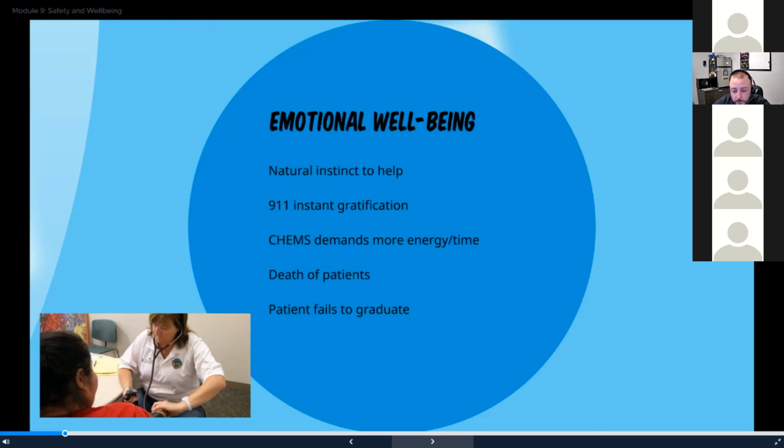Also, you're going to build a connection with some of these patients. You're going to know their family, you're going to know their kids, you might know everything about them, and when they die, it's going to be rough for some of you. So just be aware of that when you start to deal with some of the CHEMS stuff. And then also that failure. You put a lot of effort into somebody, you've worked hard on them, you've tried to make them change, but they won't change. And so you feel like a failure that you couldn't help somebody. So just be aware of that as you're going out and providing these CHEMS appointments.